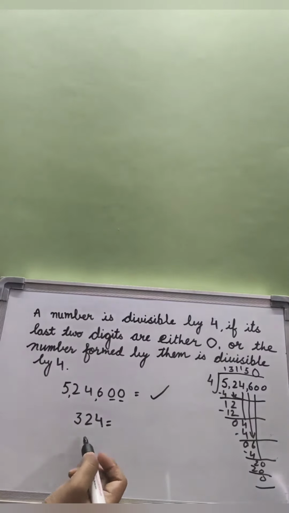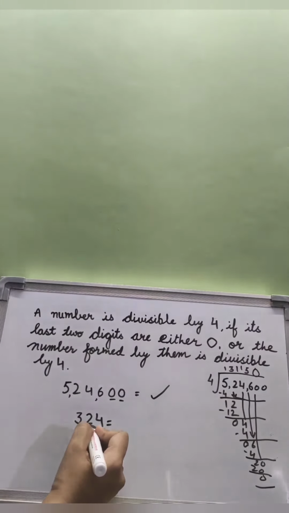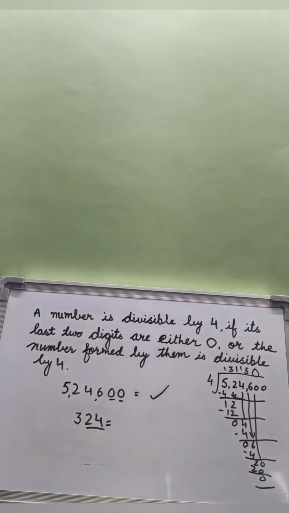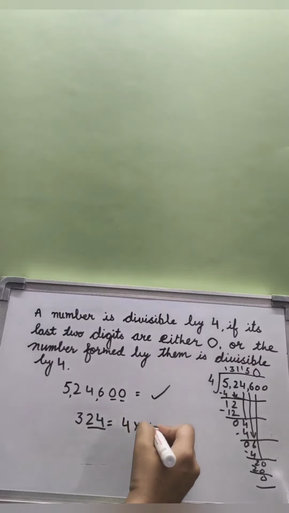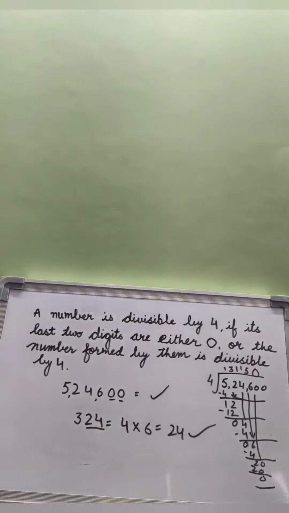Another example, 324. Here the last two digits are 2, 4, 24, and we all know 24 is divisible by 4. 4 sixes are 24. That means 324 is also divisible by 4.